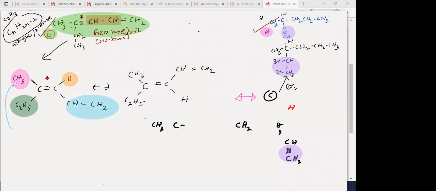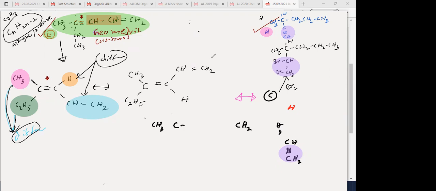Okay, so these two are different. But horizontally no need to become different. Horizontally they can become equal, but vertically up and down they should be different. On each carbon there must be two different groups attached. What is the requirement? On each carbon there must be two different groups attached. So this is different. This is different. This is different. And this is also different. That's how this E gets geometric isomerism.